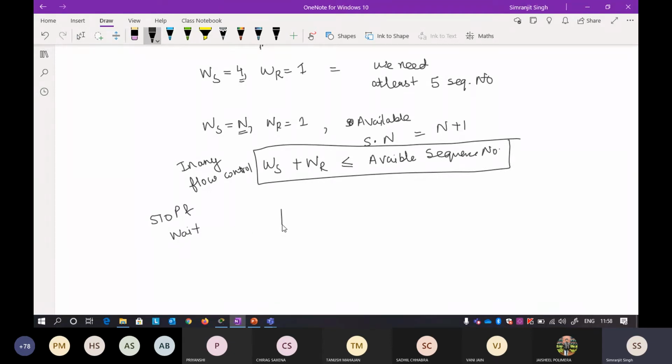So we already know in stop and wait the sender window size is 1 and the receiver window size is also 1. Now the available sequence number possible in stop and wait protocol, if you find it in the book, will always be 1 plus 1, less than or equal to the available sequence number, so it should be less than or equal to 2. It can be more than 2, 3 is also correct, 4 is also correct, 5 is also correct, there is no problem in that, but the least possible solution is 2.